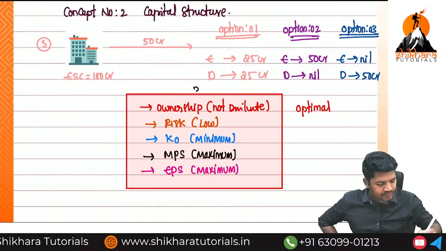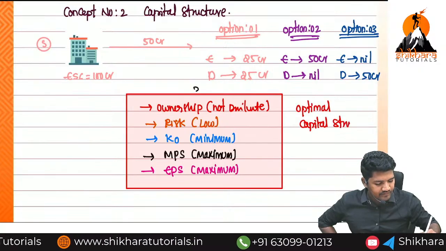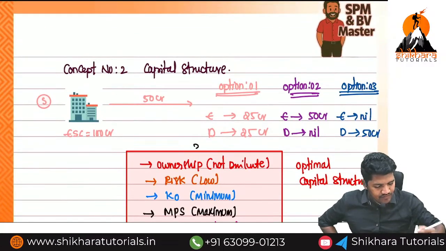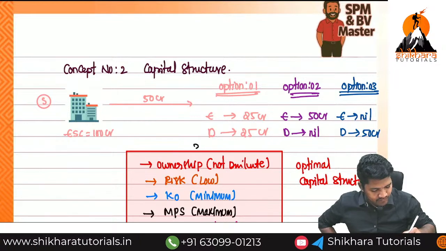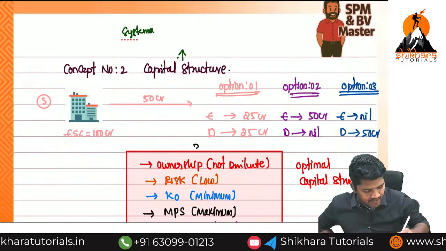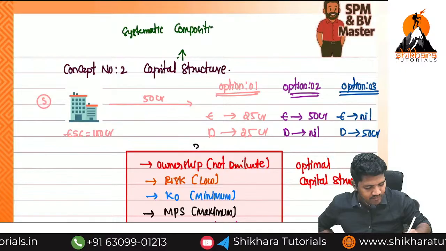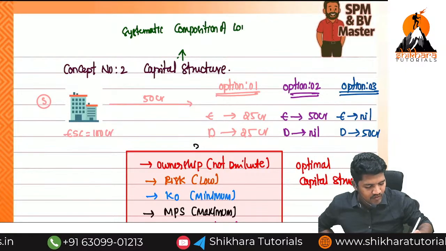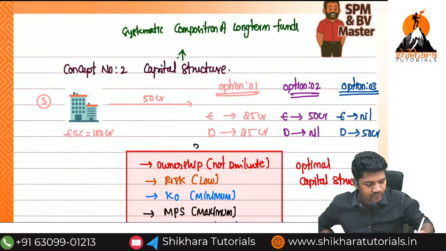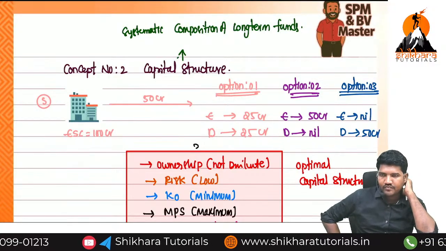Optimal capital structure. When it comes to capital structure, it means systematic composition of long term funds. Systematic composition. Systematic composition.